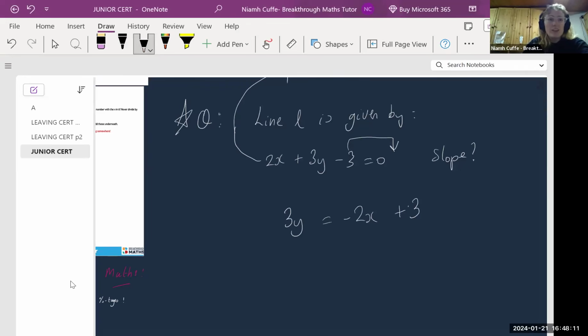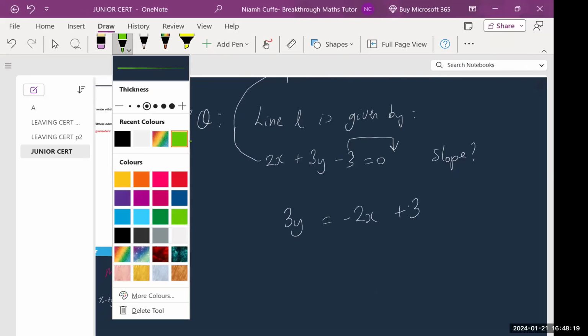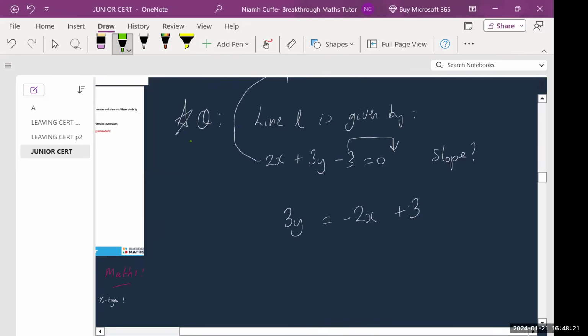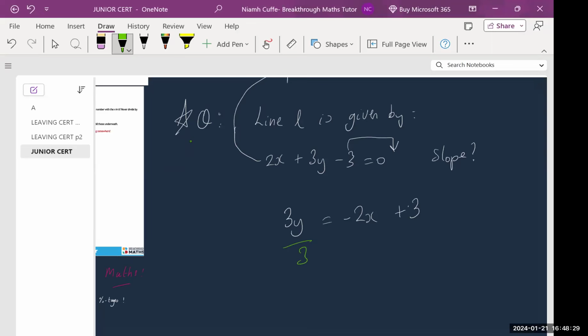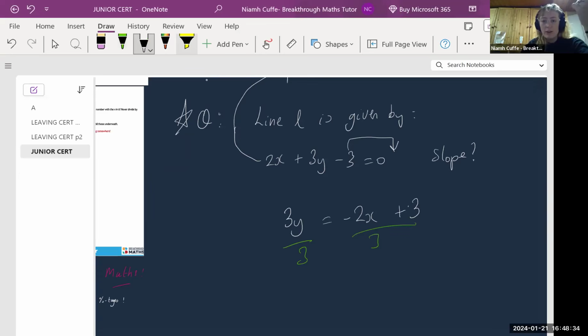How do you think we're going to get rid of this 3 that's in front of the y? I was just thinking, if you multiply everything by 3, then you're just left with y. So close. Divide everything by the 3. Good on you. Yeah, you're dead right. Well done. Amazing. Divide everything by 3.